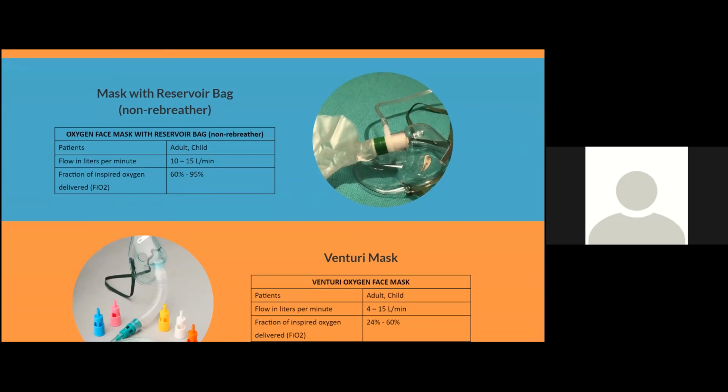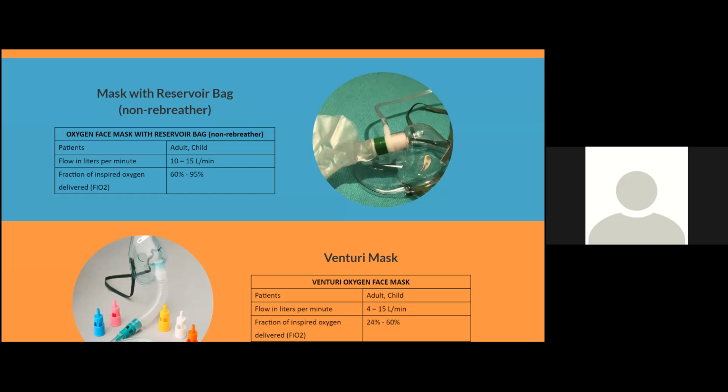When using the non-rebreather face mask, make sure that on the walls on the side of the mask, the valve is still in place. Remember, because we reuse these masks, sometimes the valves get misplaced, and the valve has already blown off. Then it will not be a non-rebreather anymore. It will be a partial rebreather face mask.